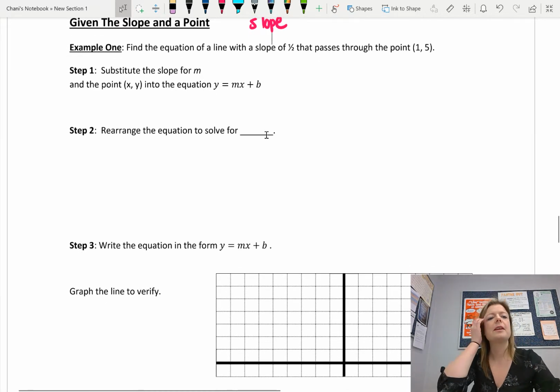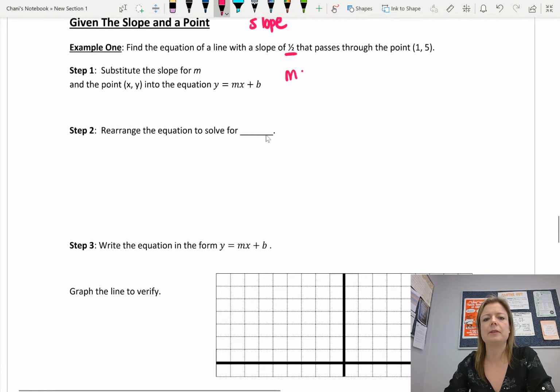So first we'll do an example about how to find the equation of a line if you're given the slope and just 1 point. So notice here that the slope is a half. So that means that m is equal to a half. So we can sub that right into our equation. y equals m, so a half x plus b. Okay, so now we're trying to find b.